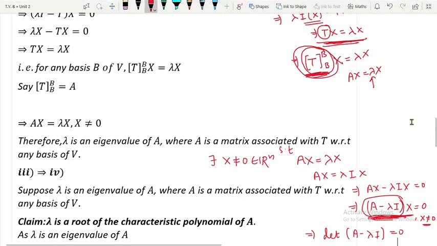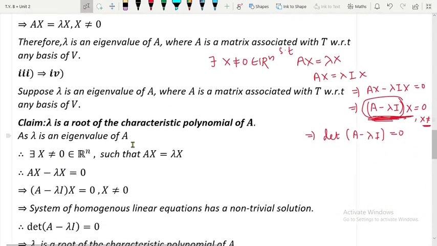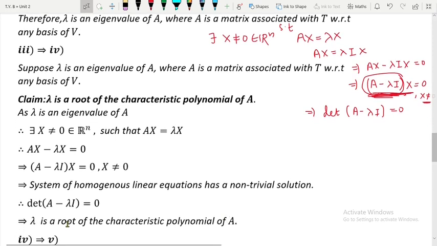Let us go through the proof. So you can see this will happen, and we have the non-trivial solution. Non-zero and non-trivial are one and the same. Since it has a non-zero solution, any linear combination of that is going to be a solution. So it has a non-trivial solution, and therefore this determinant is 0, and therefore λ is a root of the characteristic polynomial of A.